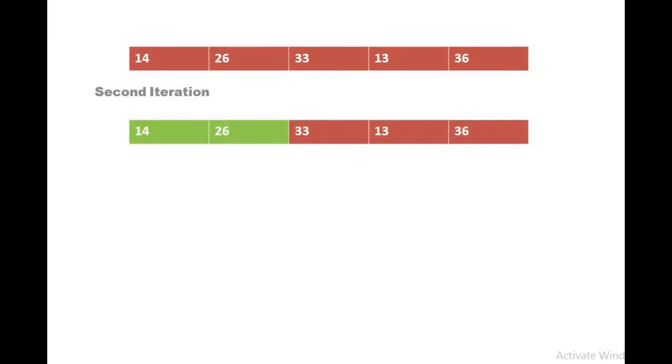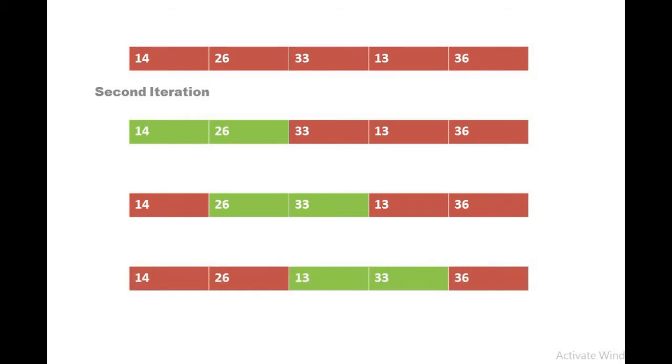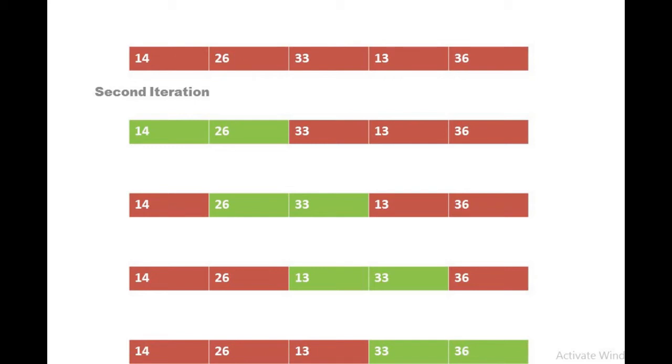Here 14 and 26 are already sorted, so we compare the next two elements, that is 26 and 33. 26 and 33 are arranged in sorted manner, so we move to the next two elements. It is the same as before, we are comparing the next element with the previous element, just checking whether it is sorted or not. So here the next two values are 33 and 13. Here 13 is smaller than 33, so we swap those two elements. After the second iteration, we are getting these values in the element list.